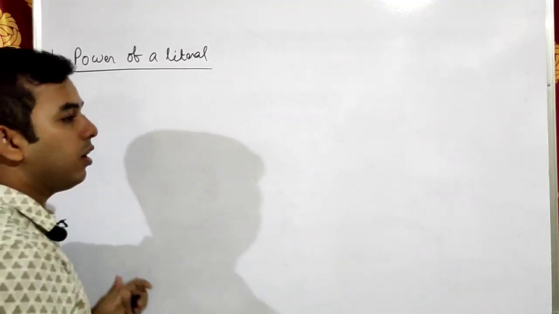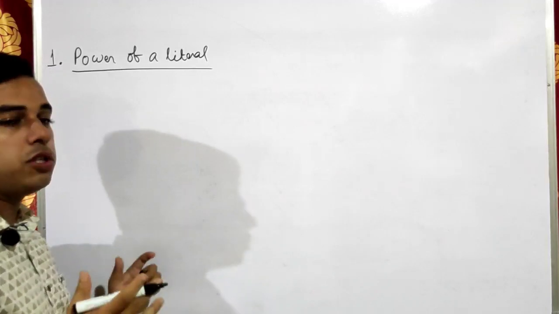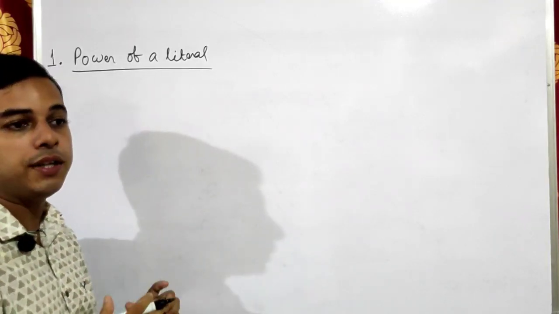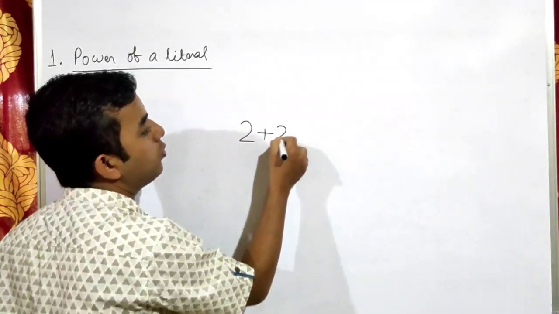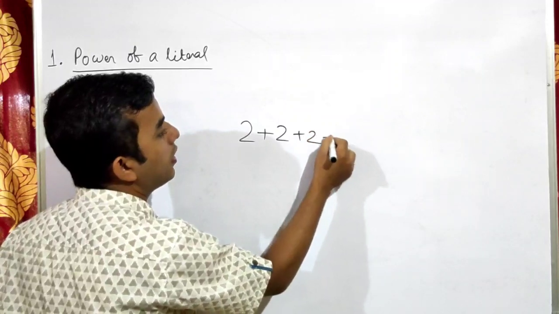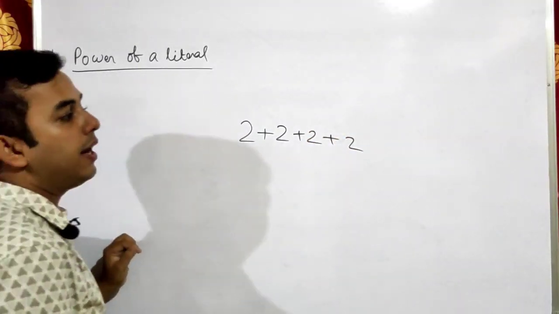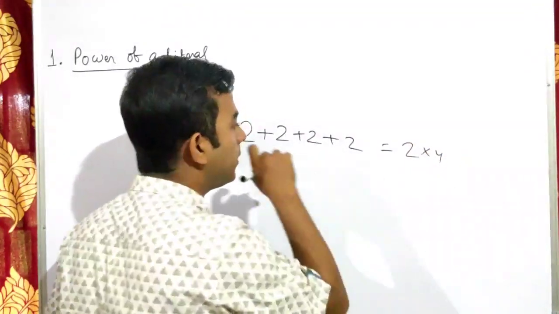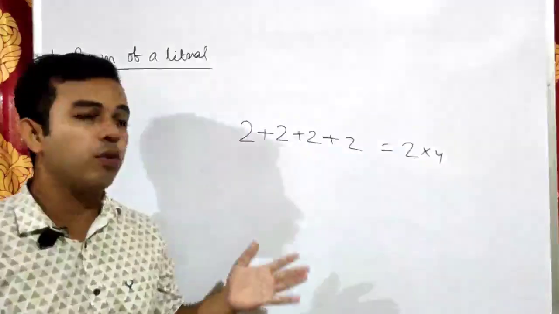Okay, now first of all let us take one example, which everyone can say the answer of. Let's do here 2 plus 2 plus 2 plus 2. Okay, this can be written like this, 2 into 4, isn't it? Because here 2 is added 4 times.